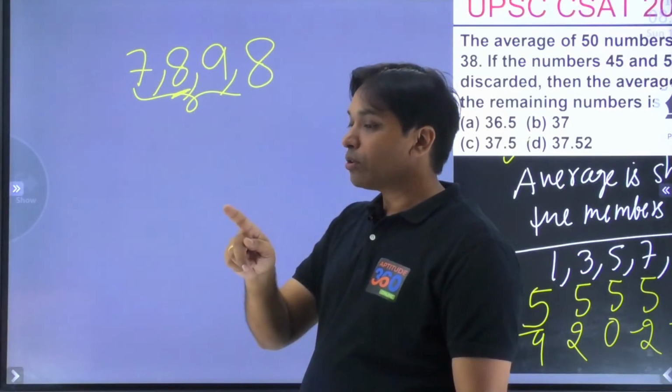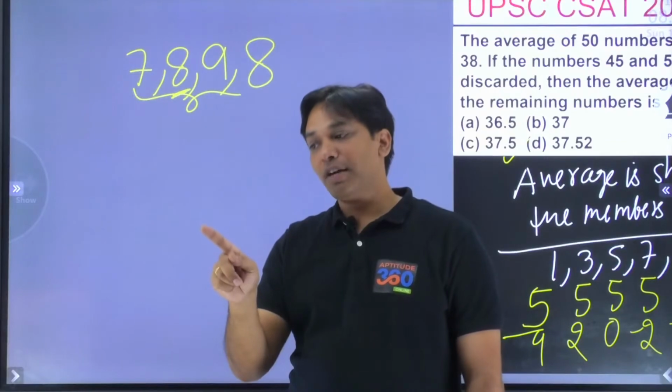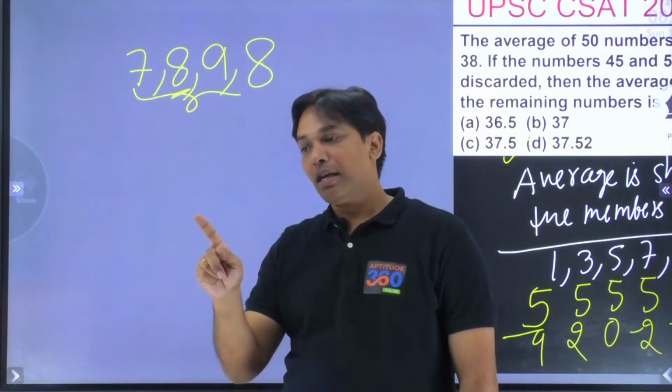Again, no, Aradhana, it is not 7.5. Prisha, it is not 9. क्या करना है?